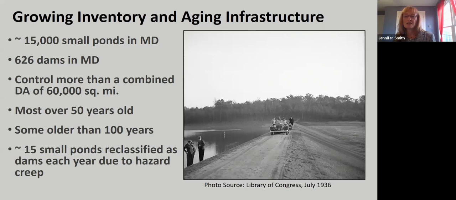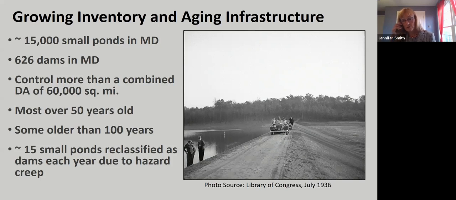Many of these dams were designed as small ponds, but due to hazard creep or inappropriate hazard classification, they are now considered regulated dams by MDE. Do you know that Maryland has more than 626 regulated dams? And while none of them are as large or as hazardous as the Oroville Dam, more than half of them have the potential to cause significant hazard to human life, major highways, or homes. And it is not always because they're in poor condition.